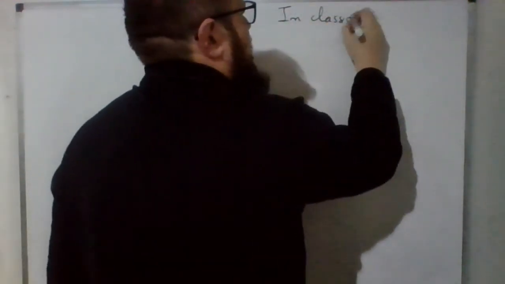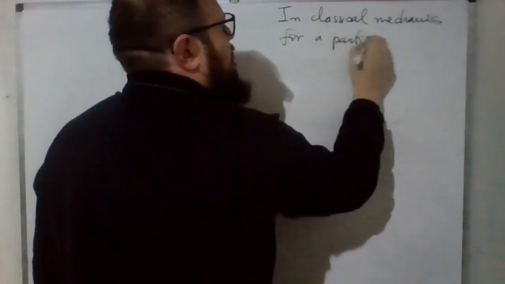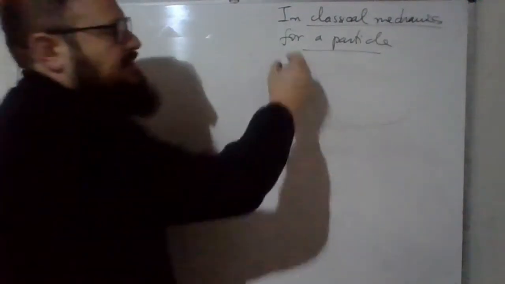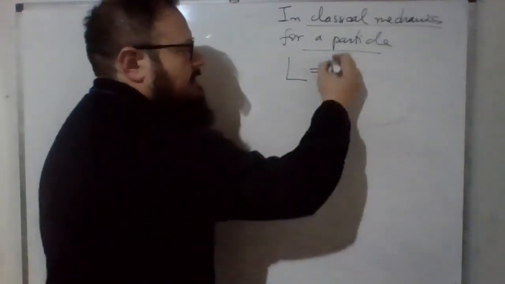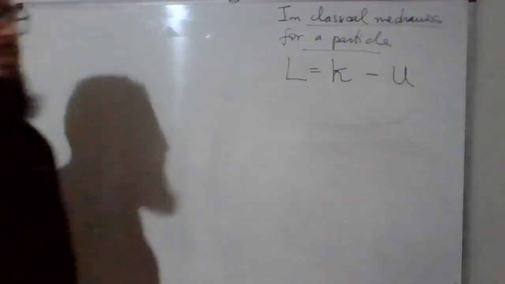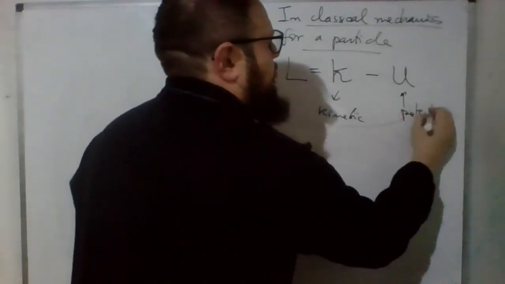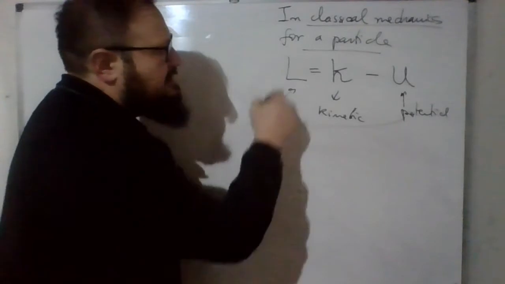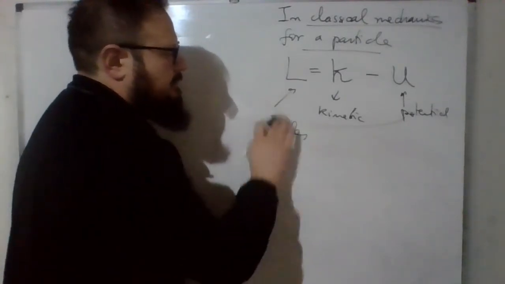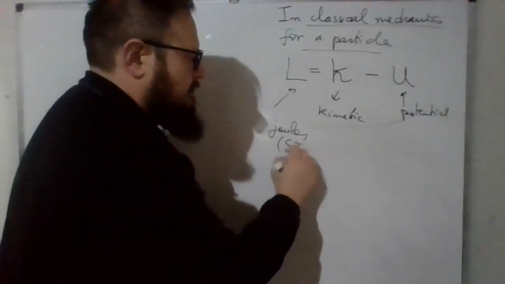So in classical mechanics, for a particle, we know that the Lagrangian corresponds to the kinetic energy, let me write it as K, minus a potential energy. So this is the difference between the kinetic and the potential energy. So it is measured in units of energy, in joules, using the International System of Units, or SI. It is measured in joules.